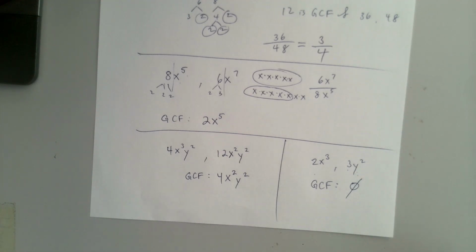Numbers don't always have GCFs. Like a pair of prime numbers are not going to have a GCF. Monomials don't always have a GCF either.